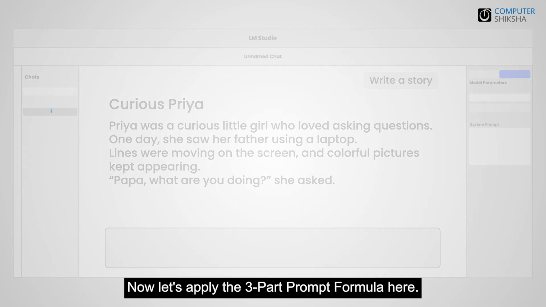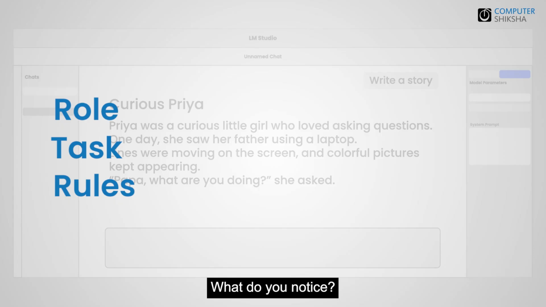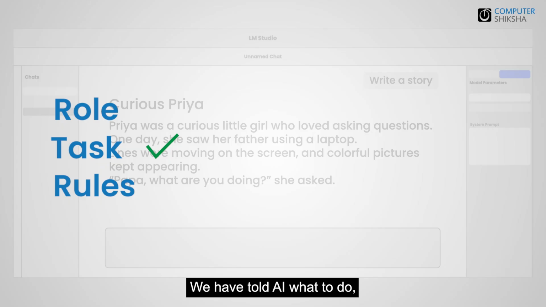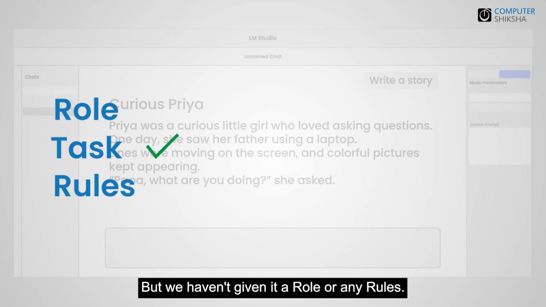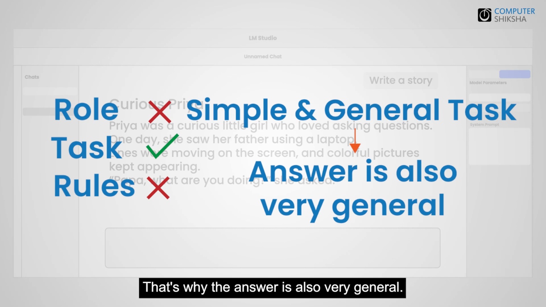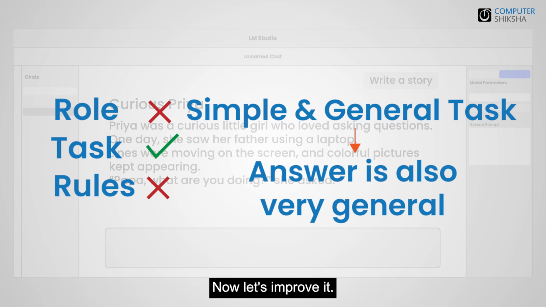Now let's apply the 3-part prompt formula here. What do you notice? In this prompt, we have only given the task. We have told AI what to do, but we haven't given it a role or any rules. We gave it a very simple and general task. That's why the answer is also very general. Now let's improve it.